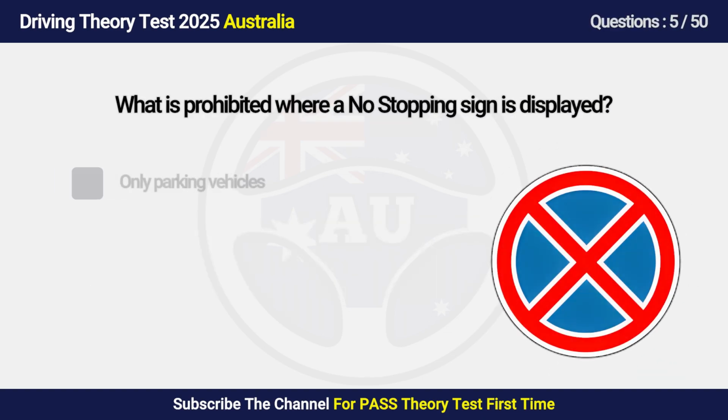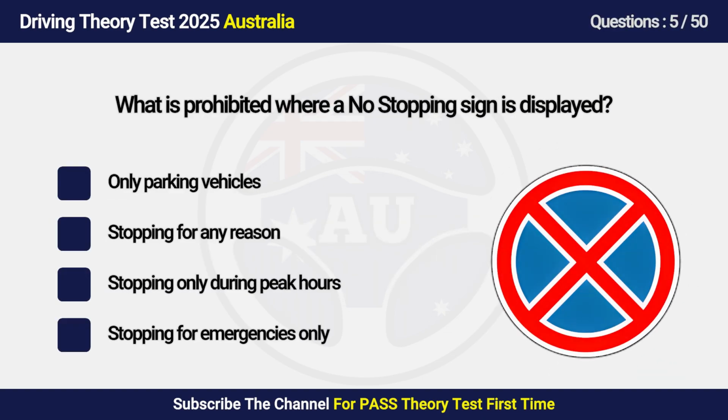Question 5. What is prohibited where a no stopping sign is displayed? A. Only parking vehicles. B. Stopping for any reason. C. Stopping only during peak hours. D. Stopping for only.